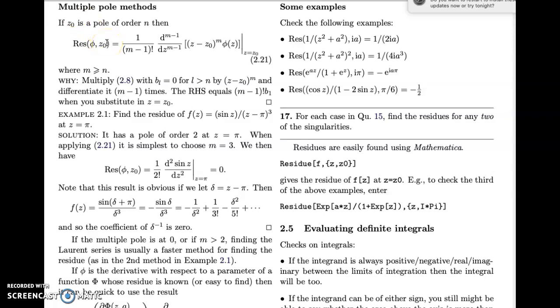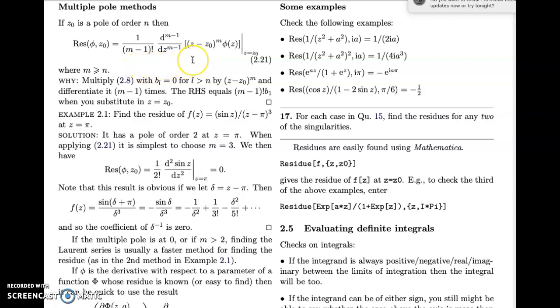So we've looked at simple pole methods. Now what happens if you have a multiple pole? Well, there is a formula which always works. It's a rather complicated formula, and if you can avoid using it, then I would avoid using it. We'll see there's other approaches to finding the residues in multiple poles. But anyway, I'll explain what the formula means.